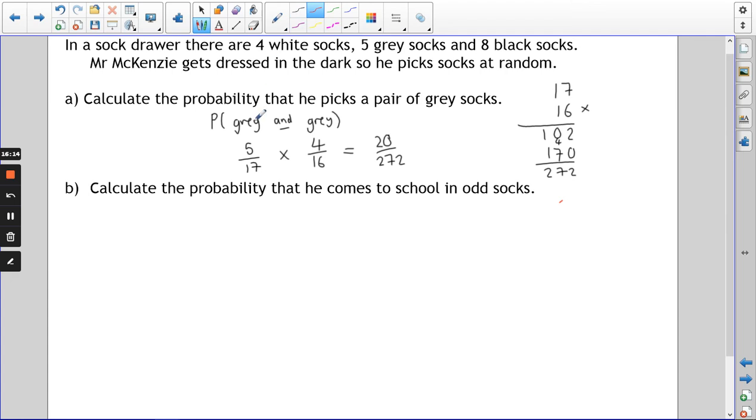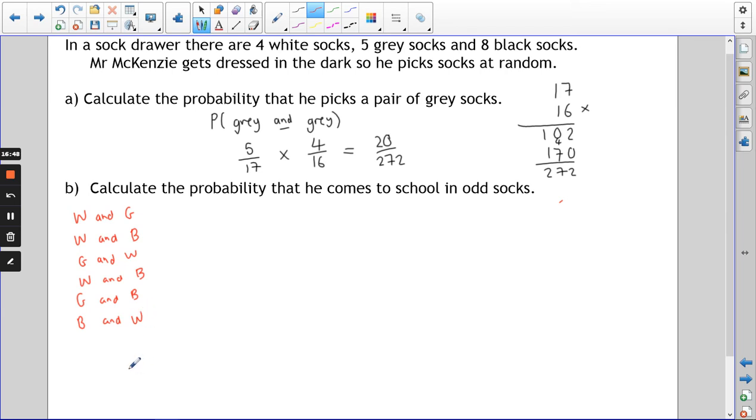Okay, part B. Calculate the probability he comes to school in odd socks. So, like I said at the very beginning, let's do combinations first. So how could that happen? He could get white and grey. He could get white and black. Try and stick to a system if you can. He could get grey and white, and that's different to white and grey because it's a different way round. He could get white and black. Okay, he could get grey and black. I've lost my system. He could get black and white.